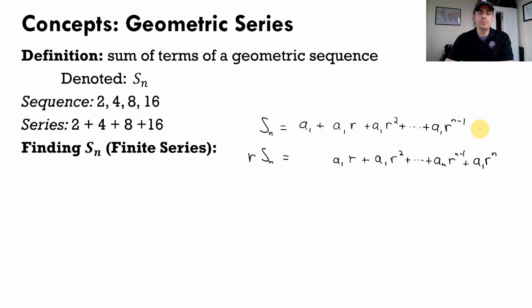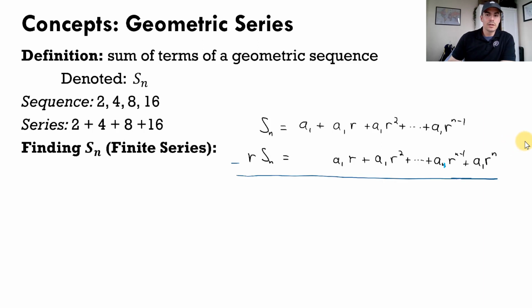Now what would happen if I were to multiply everything by r? So I multiply both sides of these by r. Now can we see how each one of these terms would kind of shift to the right one? So instead of a sub 1, I would have a sub 1 times r. And instead of a sub 1 times r, I would have a sub 1 r squared. So everything kind of shifts over a little bit. And at the end, instead of having a sub 1 r to the n minus 1, we would have another term, which would be a sub 1 r to the n power. We end with r to the n.